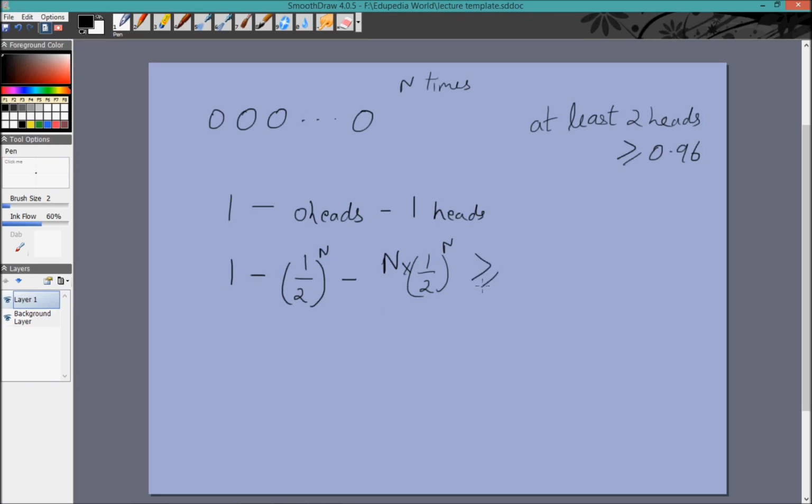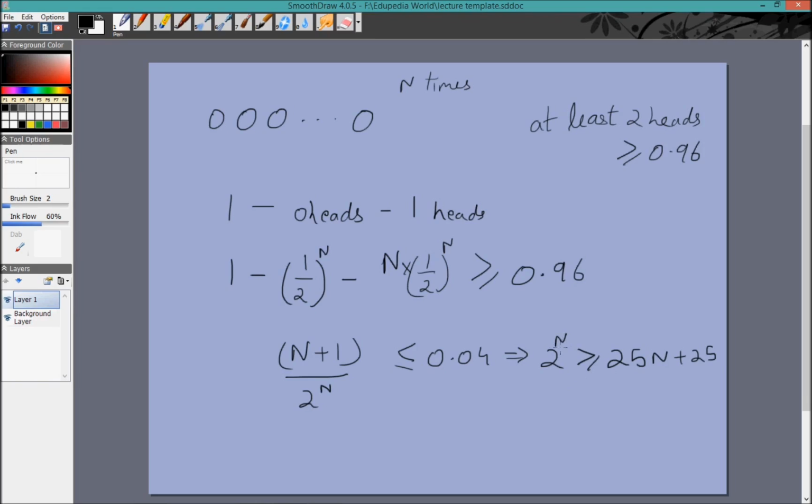This should be greater than or equal to 0.96, which gives me n plus 1 by 2 to the power n should be less than or equal to 0.04, which gives me 2 to the power n should be greater than or equal to 25n plus 25. Now you can just substitute and try to solve. So for n equal to 2, 3, 4, you can try to solve. We know that for n equal to 7, 2 to the power n is 128, right? And 25 into 7 is 175.